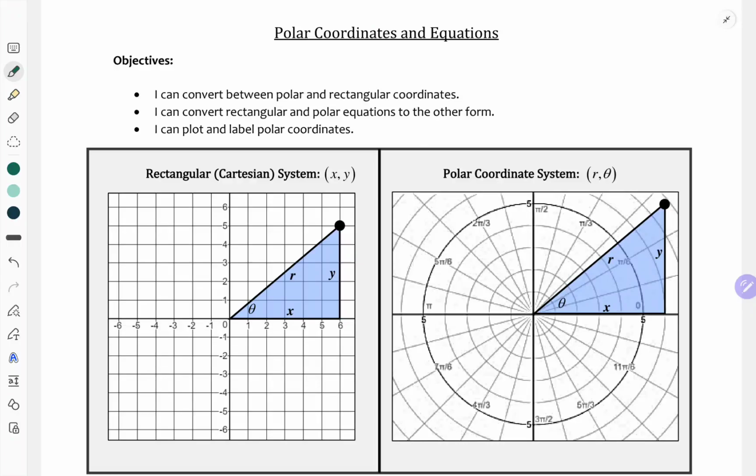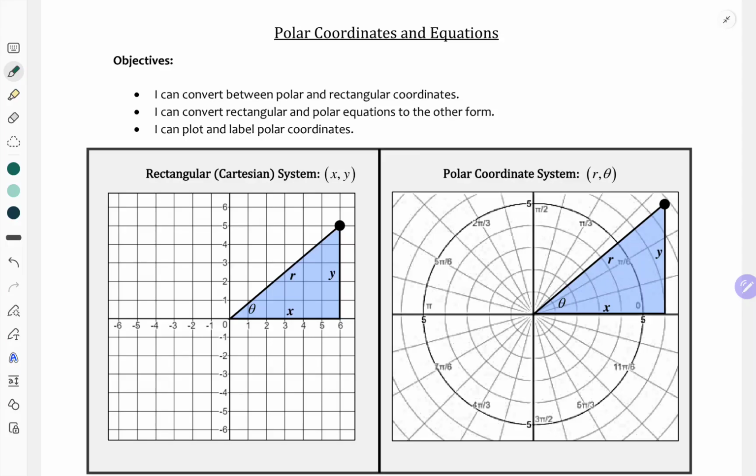So I have the equivalent rectangular or Cartesian system, as it's sometimes called, with the usual x and y. Even if you're not familiar with the name, you're probably used to graphing in this scenario, where x is how far over you're going to go, y is how far up you're going to go, and you just plot points with x and y.